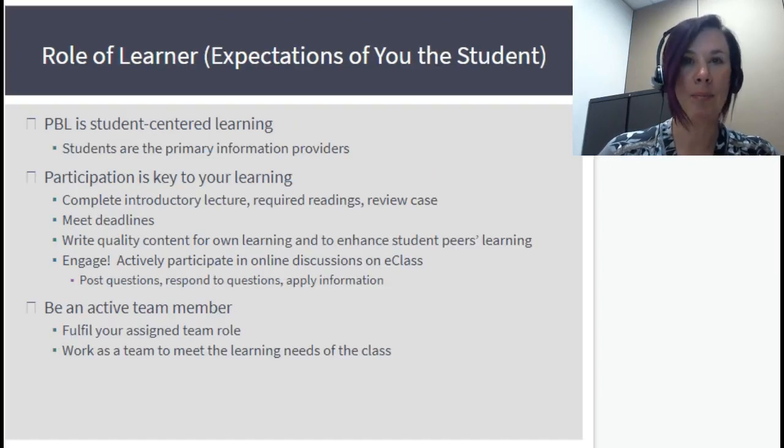Students are expected to be the primary providers of the information associated with each topic's learning objectives. Active participation is absolutely key.